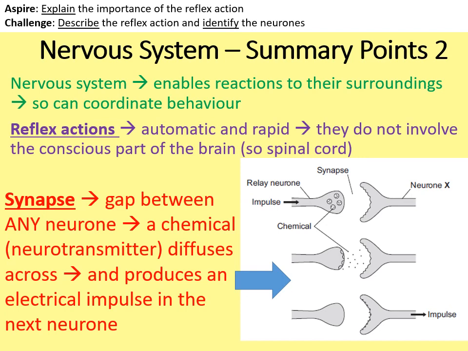And then the key part is the synapse. So remember, synapse, 1 mark, and that's what these arrows represent. They basically represent a mark. 1, gap between any neuron. 2, chemical or neurotransmitter diffuses across. You can see that in stage 2. 3, produces an electrical impulse in the next neuron. Sometimes you could just get 3 marks for gap between any neuron, chemical neurotransmitter, and it diffuses across. Right, so that is the nervous system and the synapse all explained.